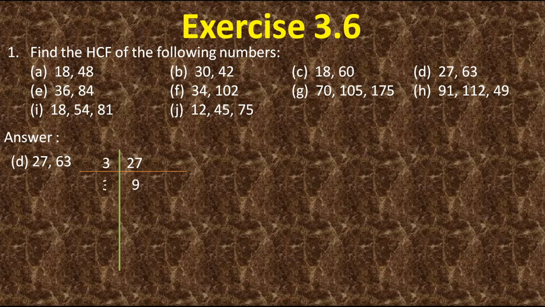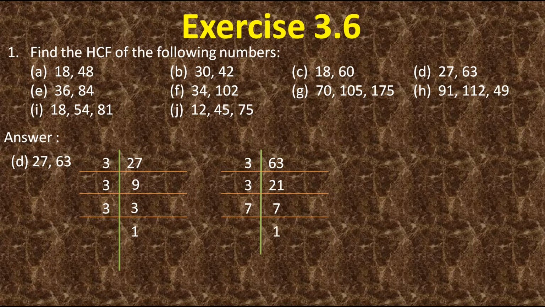Now 3 3s are 9, 3 1s are 3. Okay. Now we will take 63. As this is also an odd number and gets divided by 3, we will take 3. 3 2s are 6, 3 1s are 3. Next, 3 7s are 21 and then 7 1s are 7.